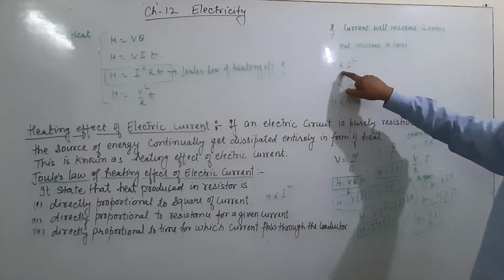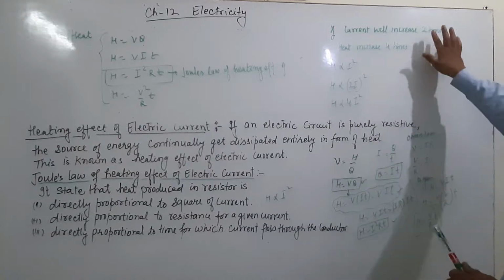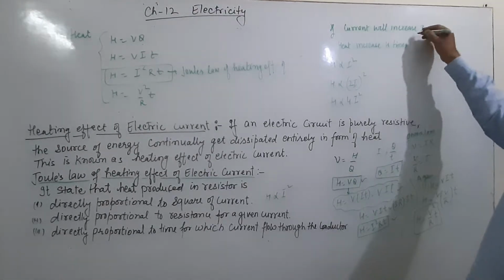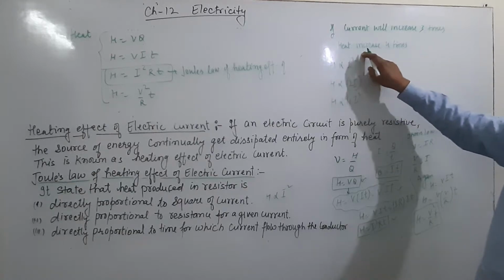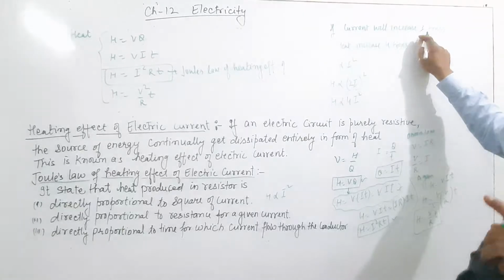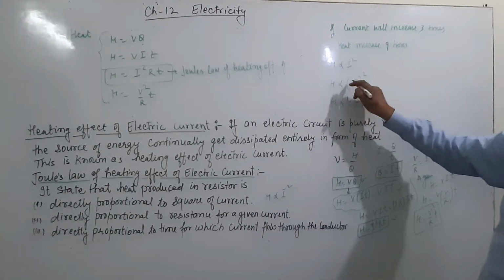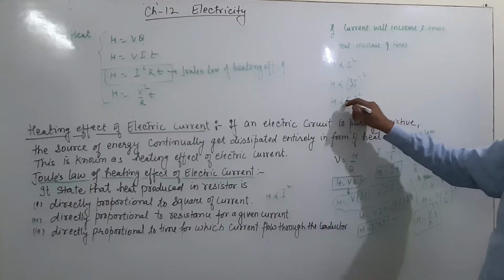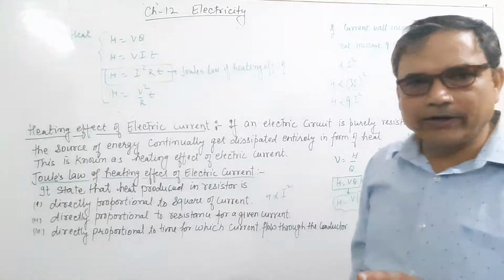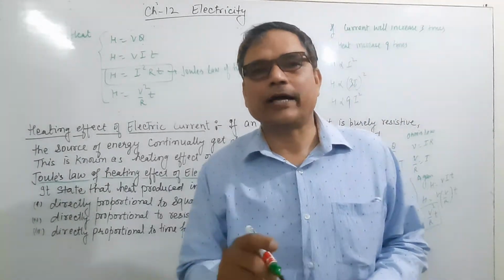H is proportional to I square, so if the current doubles, the heat becomes 2 square, which is 4 times. If the current increases 3 times, then the heat will increase by the square of that: the square of 3 is 9. How? Here it is 3, and 3 square is 9. Then the heat will increase 9 times if you increase the current 3 times.